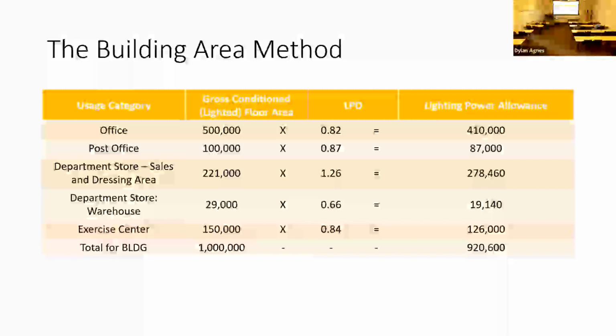So here's an example of using the building area method for a multi-purpose building. Picture this as one of those strip shopping centers in the suburban landscape. We have an office, post office, department store, and an exercise center. So we break down the gross conditioned lighting floor area. We multiply that by the LPD given to us from the table. That's going to give us our lighting power allowance. Okay. One difference between the building area method and the space by space method is there's no trading allowed for the building area method. With space by space, you are allowed to trade. So that could be another reason why you choose to do the space by space.